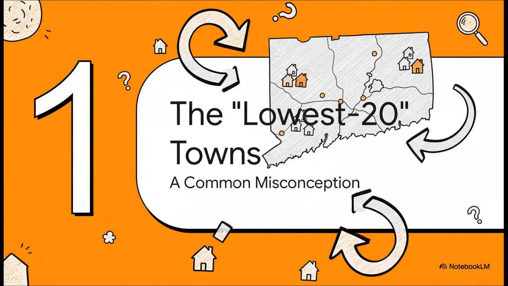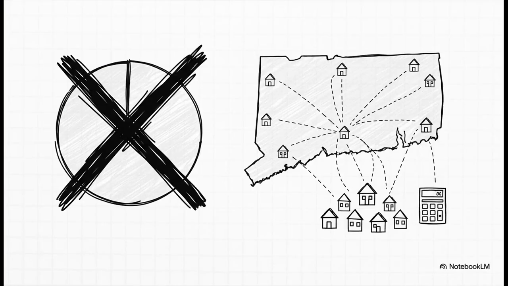Okay, so how does the law figure out who gets what? Well, it all starts with a concept that causes a ton of confusion, the lowest 20 towns. You may have heard this term thrown around, but what does it actually mean? Let's clear that up. First things first, lowest 20 does not mean 20% of the towns in the region. Nope. It's a specific, fixed list of 20 towns from across the entire state of Connecticut, and they're identified using a very particular financial yardstick.